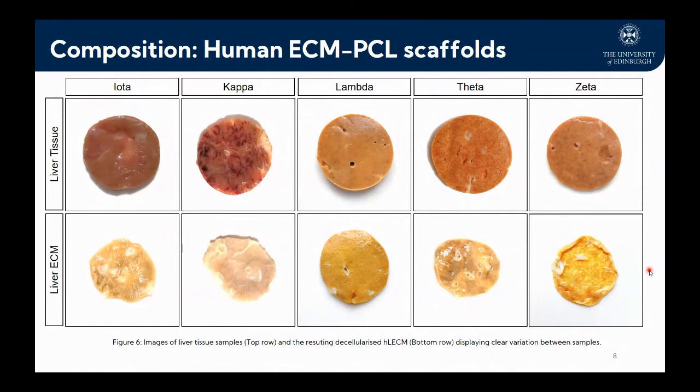We were wanting to compare the donor-donor variability. So here you can see five different liver tissues that we've sourced. On the top row, you can see the liver tissues, and on the bottom row, you can see the resultant decellularized ECM. And I'm sure you can appreciate, just from a visual perspective, there's huge differences in the characteristics of each of the tissues, as well as the ECM.